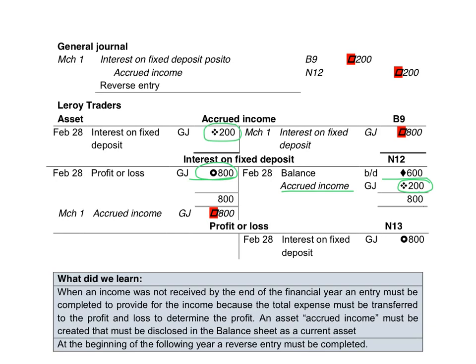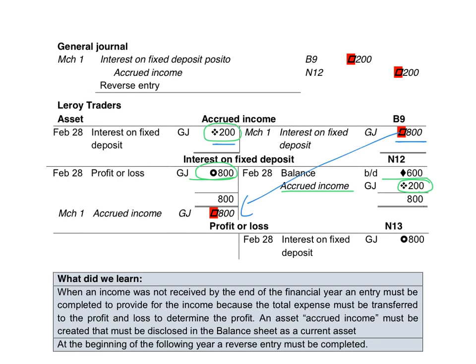On the first day of the financial year, we will do a reverse entry to close off this accrued income. So because the entry was done on the debit side, we have to credit the accrued income account so that we can close off this temporary asset, and we will transfer that amount back to the interest on fixed deposit account. So in year 2, we can see immediately that there's still 200 Rand outstanding for interest on fixed deposit.